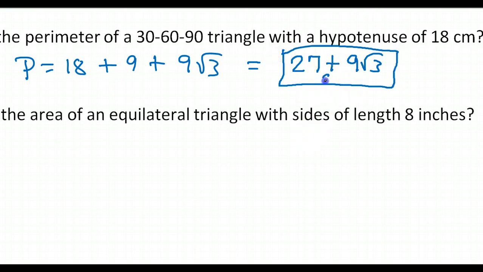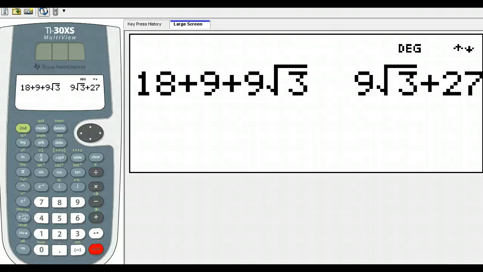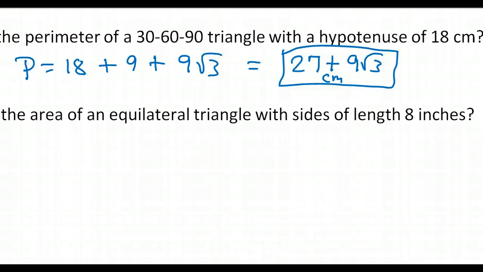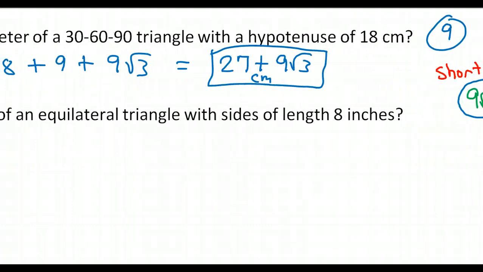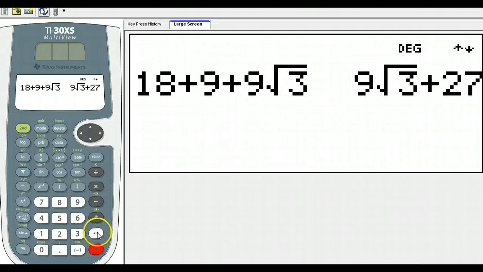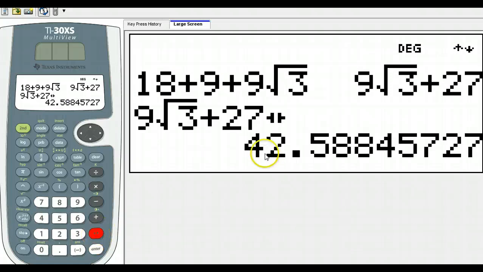What is this, centimeters? So you know what, I guess it's not really a real world problem. It's not trees or anything. It did say centimeters. Let's make a decimal also. In decimal form, that would be 42.6.